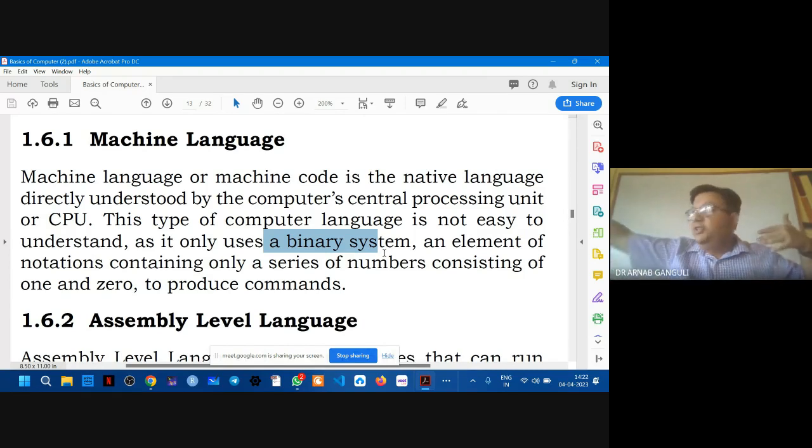Very fast, it will take the 0 1 and interpret it. Actually, this is the machine language which you are seeing. It's happening in your mobile also. It has a high processor. It's working like that nowadays. So only 1 and 0 are used to produce commands.